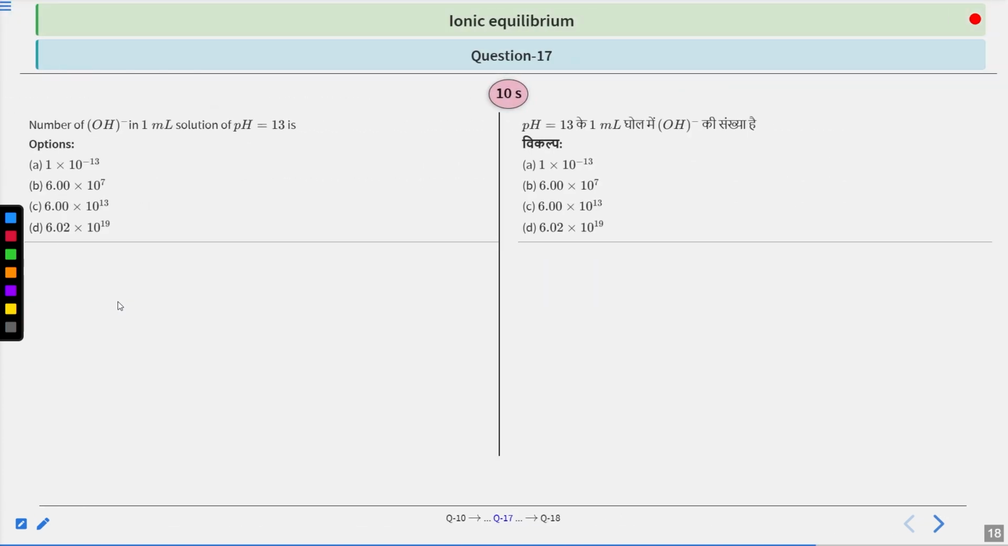Next question. Number of OH minus in 1 milliliter solution of pH equal to 13 is, options are A 1 into 10 to the power minus 13, B 6 into 10 to the power 7, C 6 into 10 to the power 13, and D 6.02 into 10 to the power 19. Your time to solve this question starts now. Your time is up.